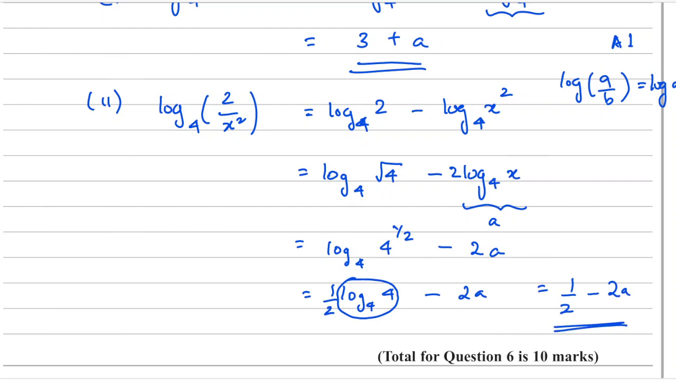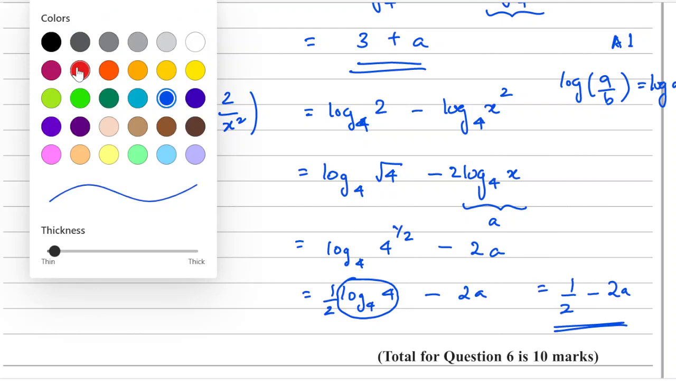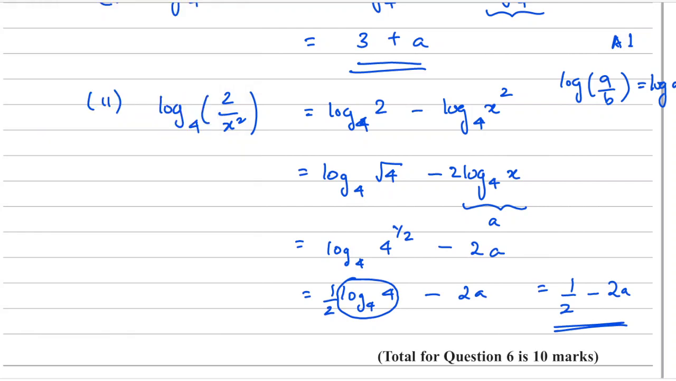The first mark, the method mark, is for splitting the term correctly. The second is for simplification of that term; this is the second method mark, the dependent method mark. And the last accuracy mark is for the final answer.